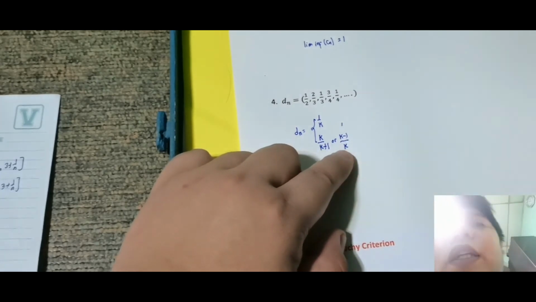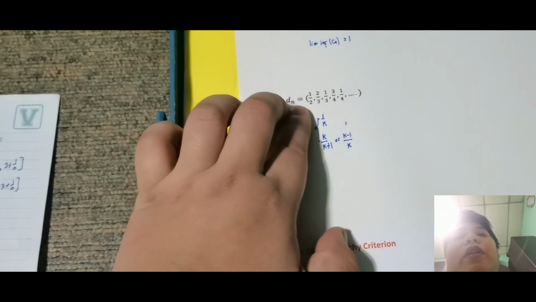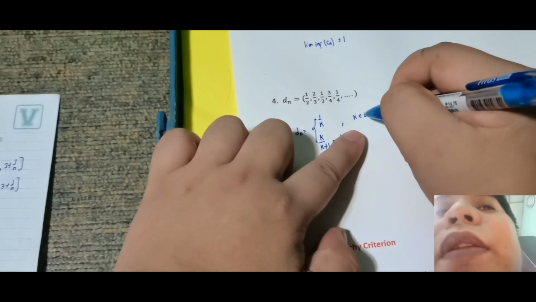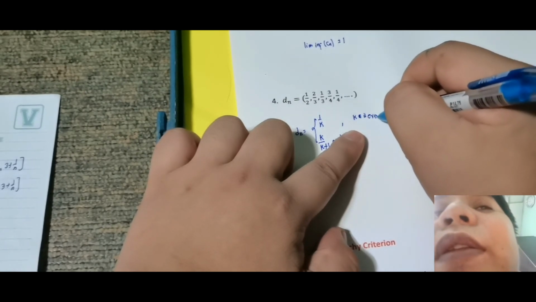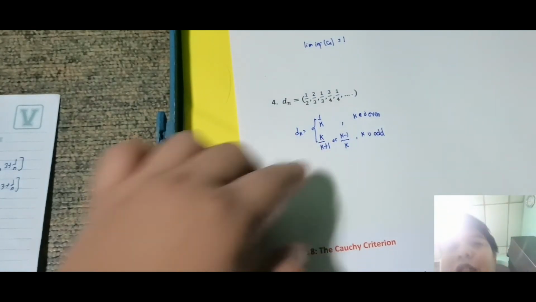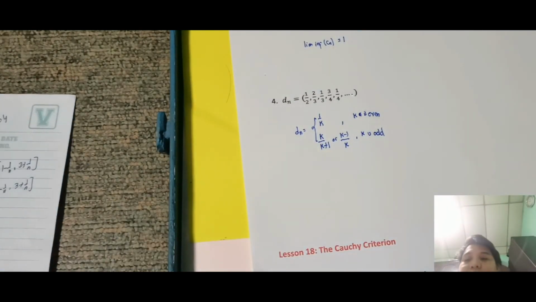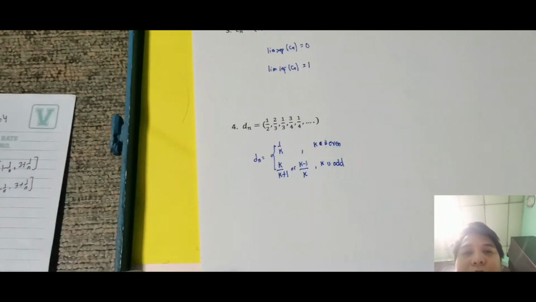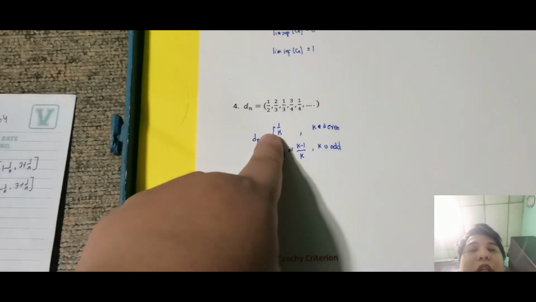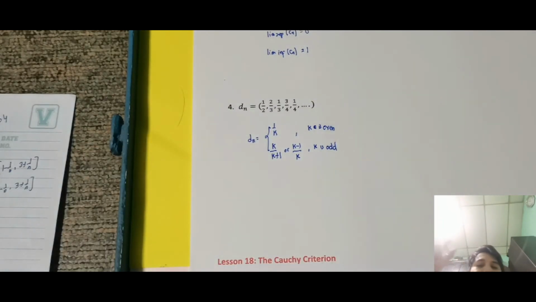Okay, so kailan mangyayari? Siya ay 1 over k pag k is even. So, pag si k is odd, siya ay k minus 1 over k. Okay, so ngayon, observe natin yung dalawang value na yan. Ang nangyayari kay 1 over k, siya ay 1/2, 1/3, 1/5, 1/6. So, as k approaches infinity, ano nangyayari?